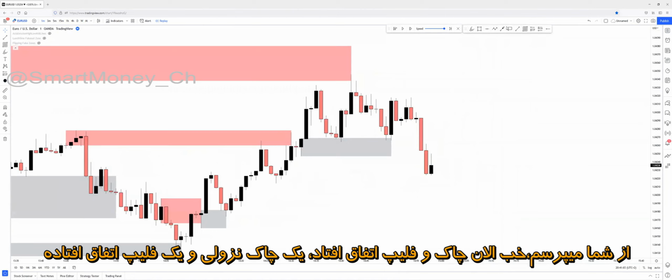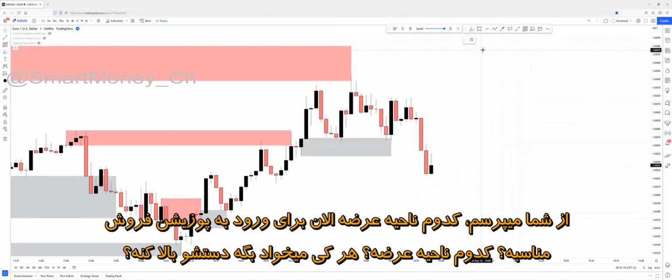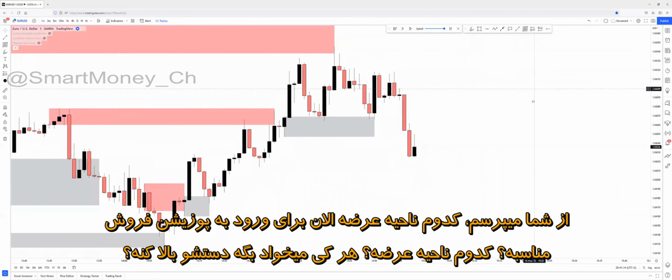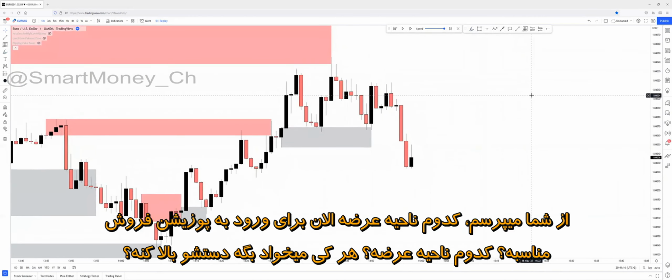I'm asking you guys, so the character changing movement and the flip has happened. One character changing movement and one flip movement has happened. Which supply zone will be the right one in this case to enter on? In a short opportunity, for example, which supply zone is the right supply zone to enter on?